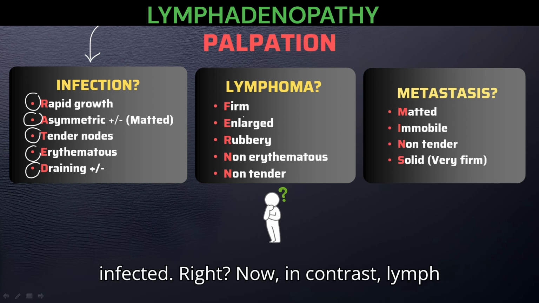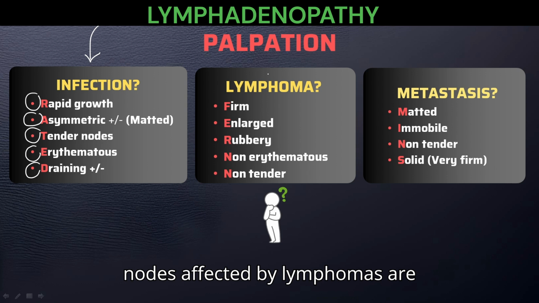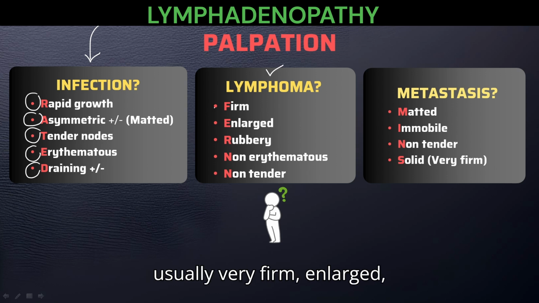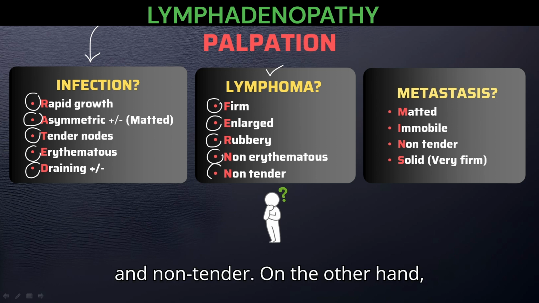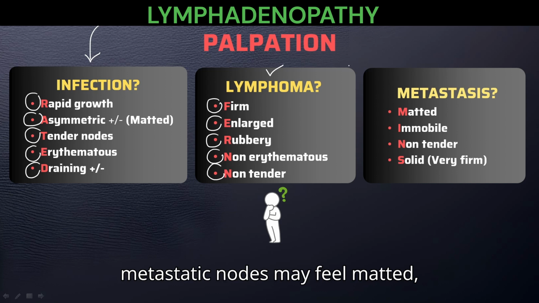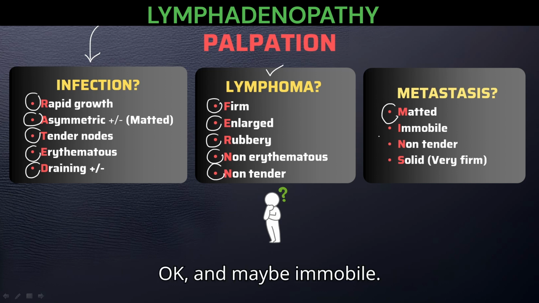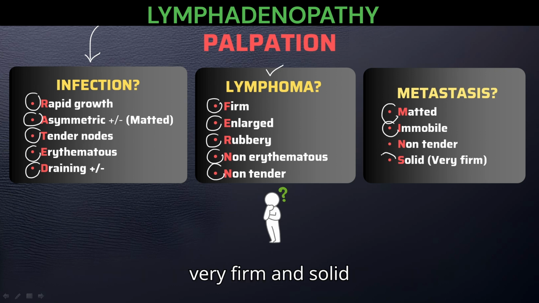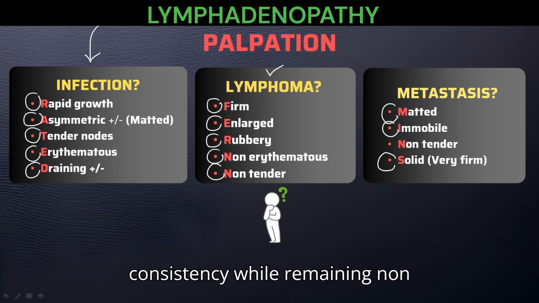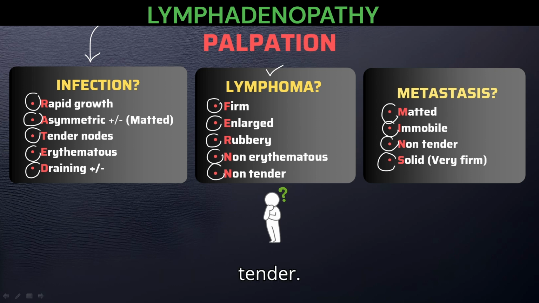Now, in contrast, lymph nodes affected by lymphomas are usually very firm, enlarged, rubbery, non-erythematous, and non-tender. On the other hand, metastatic nodes may feel matted, okay, and may be immobile. That is, they are fixed to the surrounding tissues, often exhibiting a very firm and solid consistency while remaining non-tender.